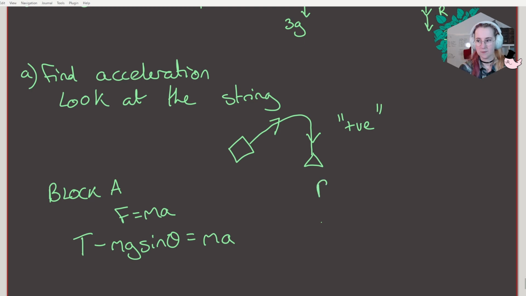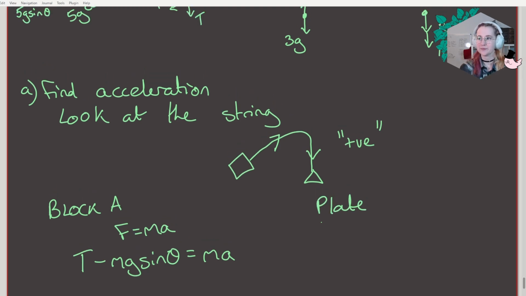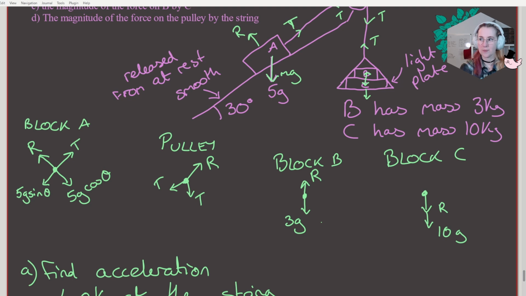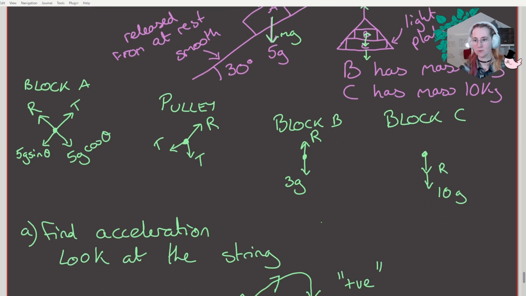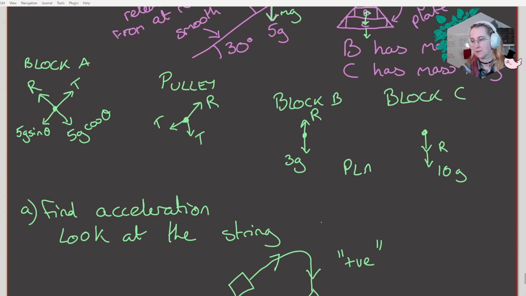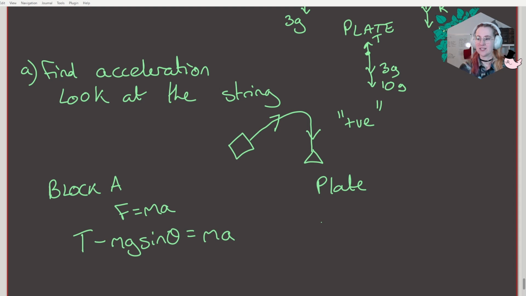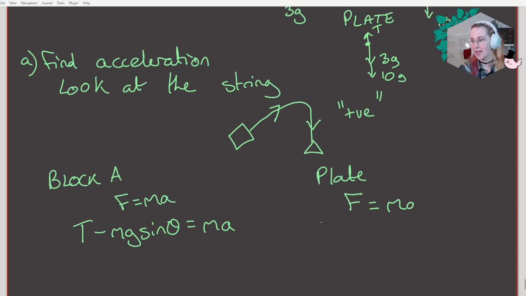And then at the plate, so at the other end, what do we have? We have tension up, and then we have the total weight acting on the plate downwards. So really, I should have done another one of these where you have tension up, and down you have the 3g from block B and the 10g from block C, sorry. So F equals ma. Down is now positive because that's the direction of motion that I'm going to look at. So down you've got 13g, and then up you've got tension, equals ma.